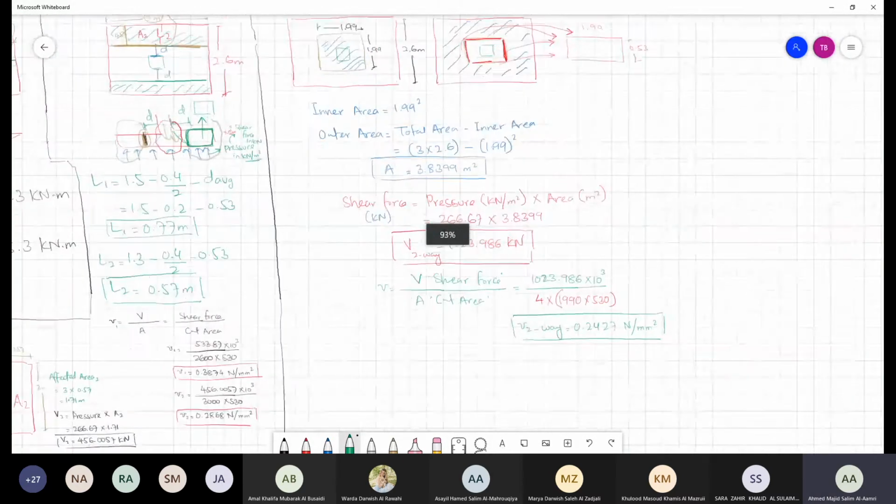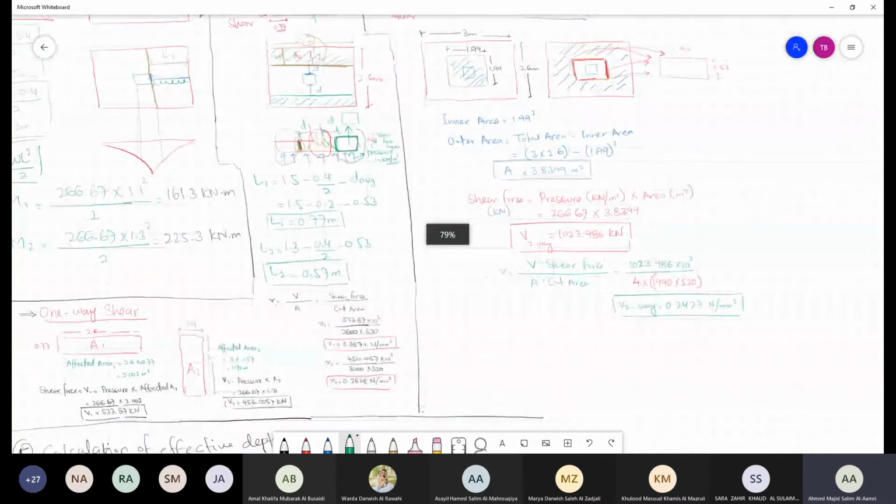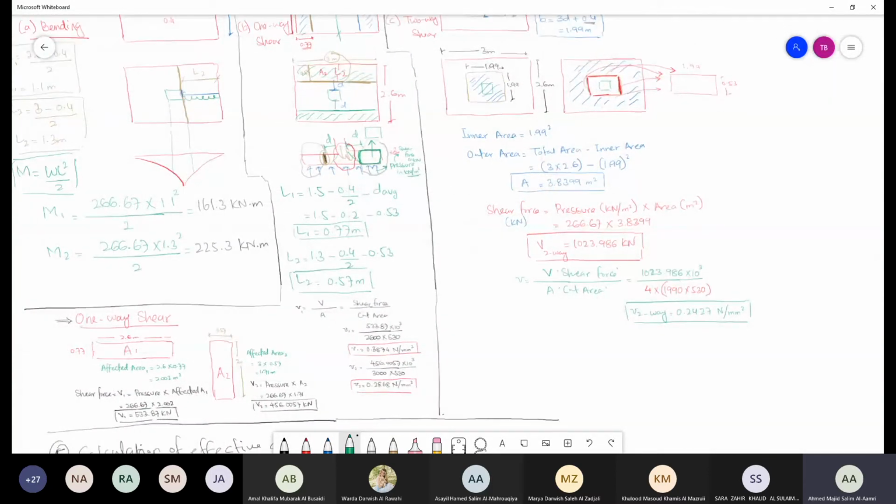Now the secret that you need to understand in order to solve an isolated foundation problem is that you should understand the drawings. If you understood the drawings, you will understand from where you will measure the dimensions, where to cut and what to cut. You should be able to identify these values of dimensions, and then you will be able to calculate for one-way shear or two-way shear or bending even.